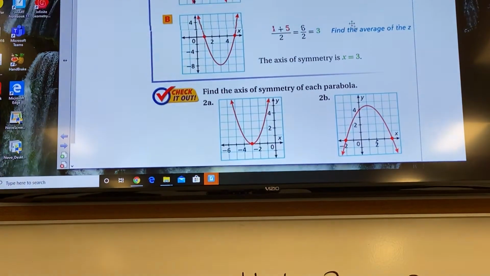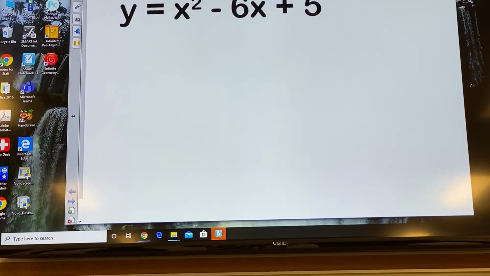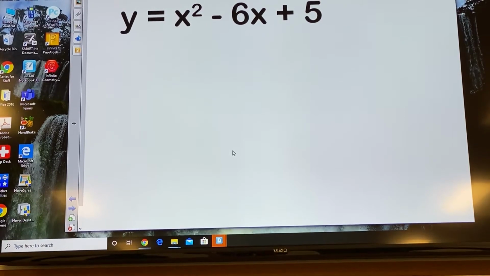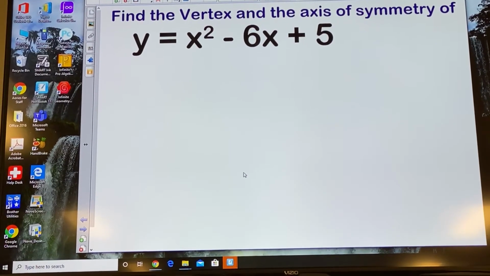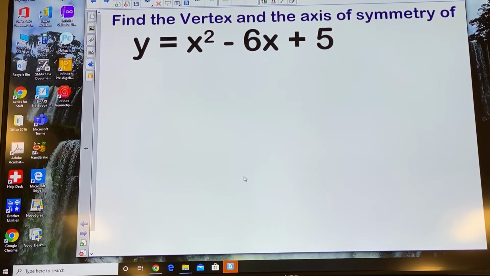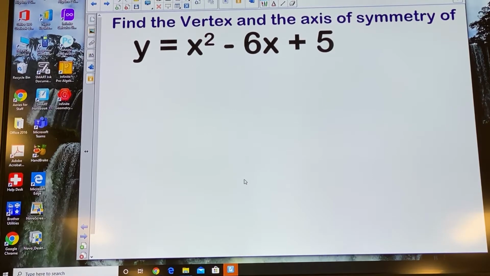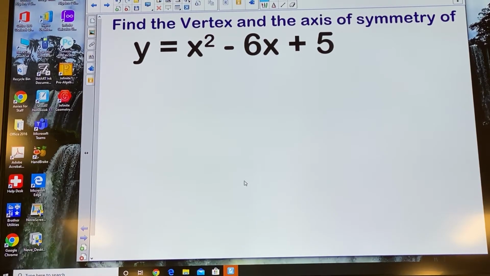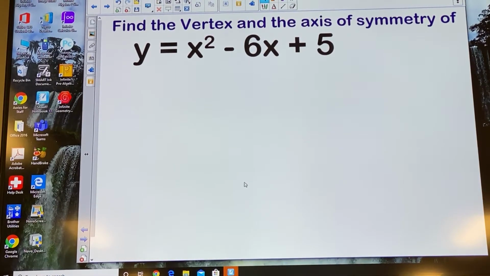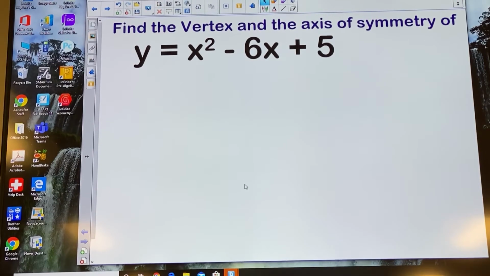Now, that was the first thing we're doing today. The second thing we're doing is this. Find the vertex and the axis of symmetry of this parabola. Now, we were just doing that given the graph, and we were finding the zeros from the graph, and then taking the average of those two zeros to get the x-coordinate of the vertex or the axis of symmetry. I'm going to show you a different way to do it.